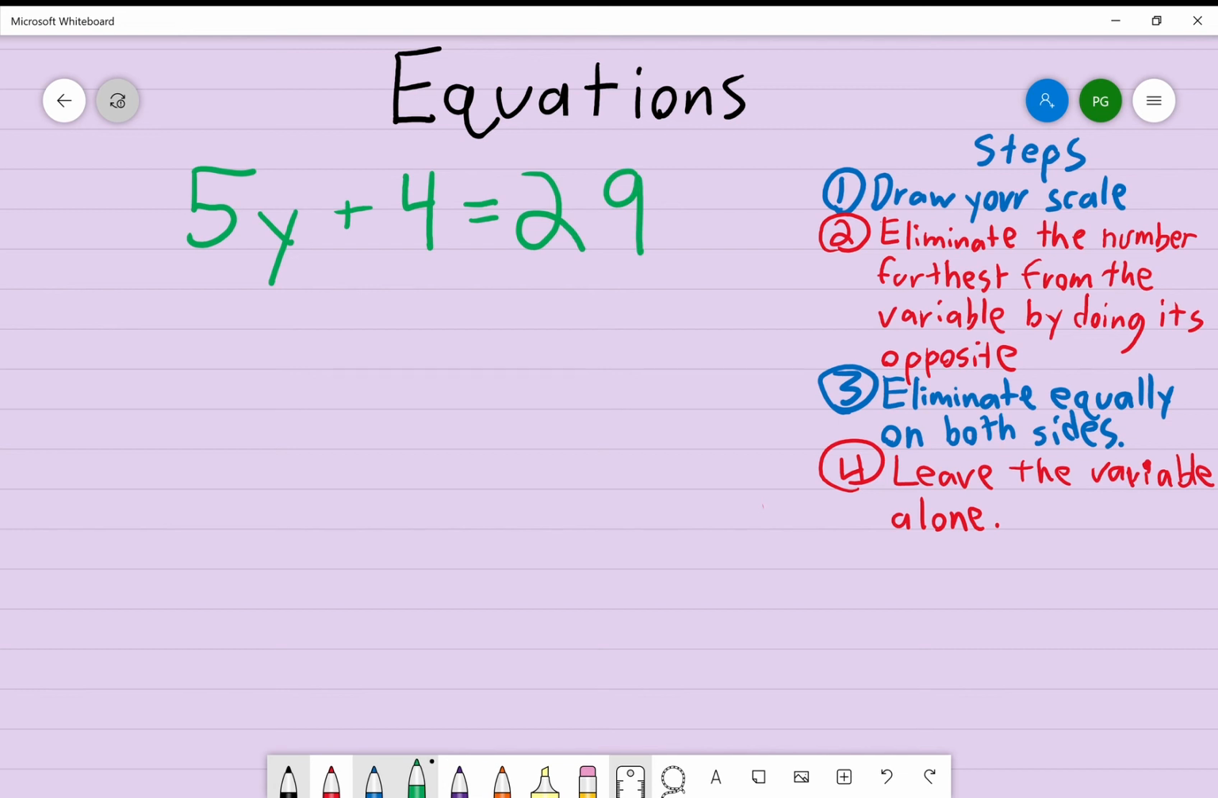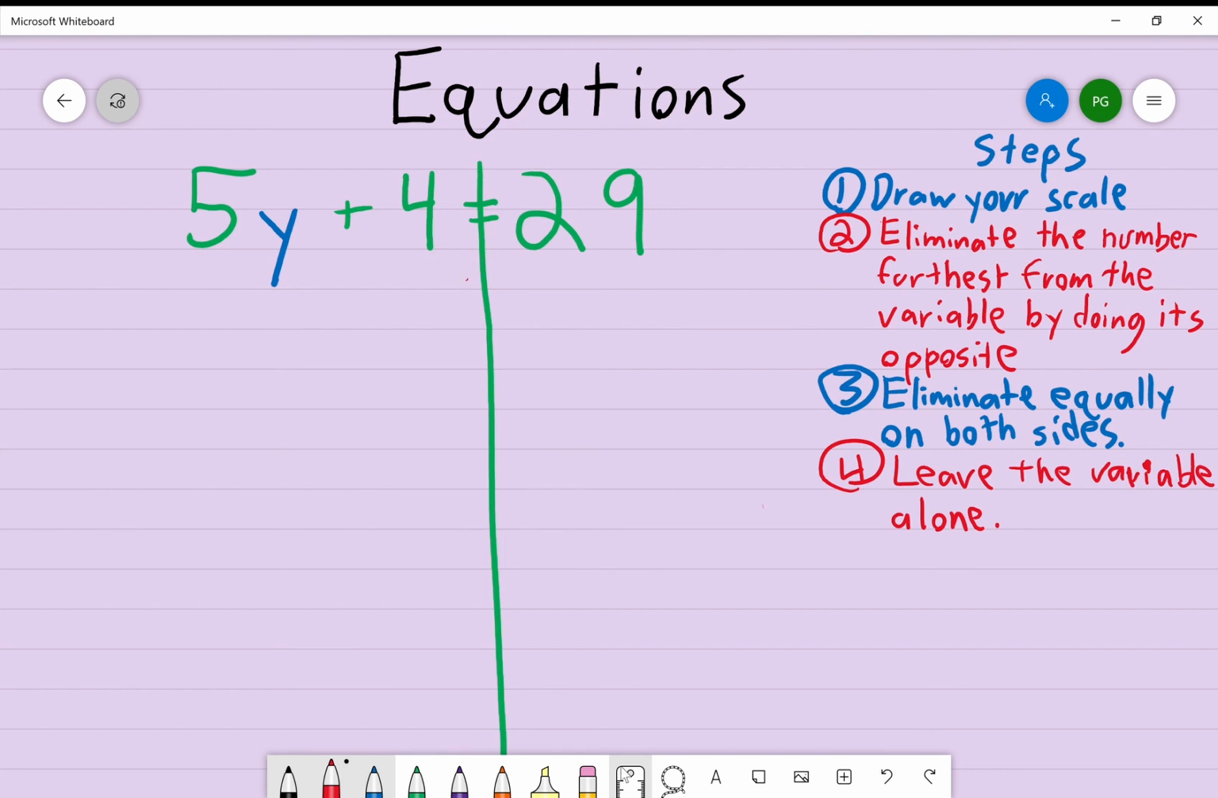Okay, so the first step, I draw out my scale. My second step, I eliminate the number furthest away from the variable by doing its opposite. Well, first of all, let me identify what the variable is going to be. My variable in this case is y. Which number is furthest away from y? Is it the 4 or the 5? Yeah, it's going to be the 4. So I'm going to eliminate the 4.